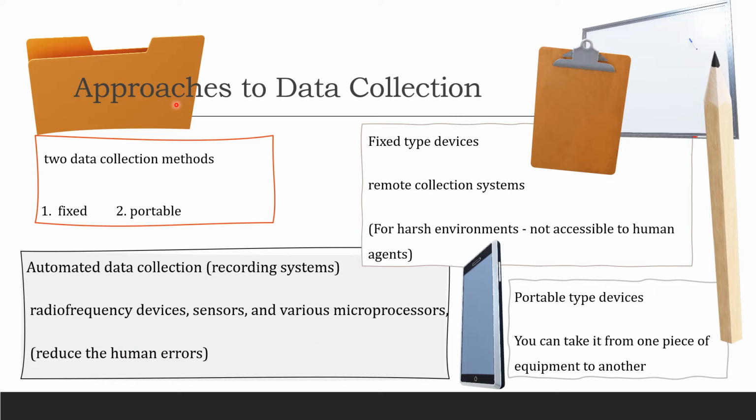The portable type, the second one, usually is portable devices like your cell phone, your iPads, okay, and handheld devices. And you can take it from one piece of equipment to another, so they're very convenient to use. So those are the two data collection methods, fixed and portable.